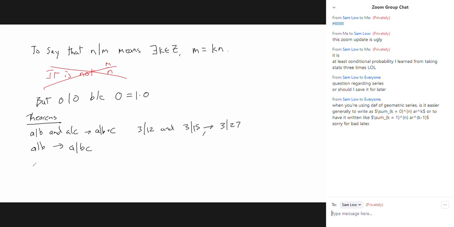And I had the transitivity. If A divides B and B divides C, that implies that A divides C. And if you put these all together, we had if A divides B and A divides C, well, then I can put all these together. I know that A divides any multiple of B plus any multiple of C.